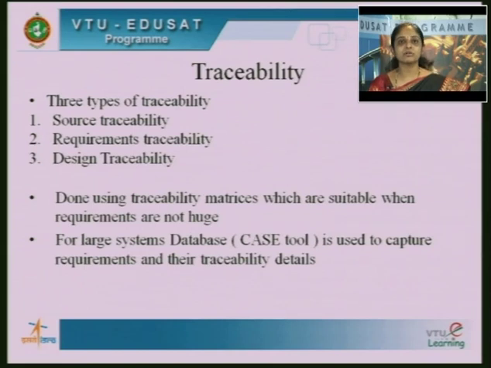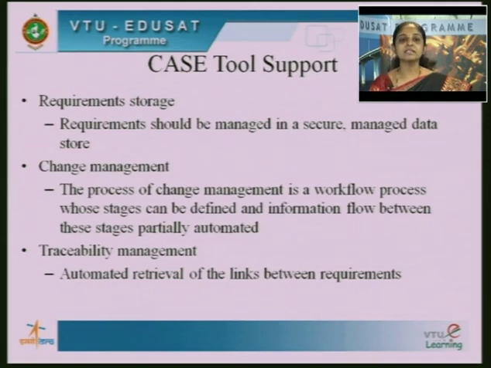To do traceability, we make use of what is called a traceability matrix, that gives us the relationship between the different requirements of the same requirements specification for a certain system. For a large system, a CASE tool can be used to capture the requirements and their traceability details. With CASE tool support, you can do your storage, your change management and your traceability management. Requirements that you are storing should be secure and managed so that everybody involved in requirements engineering can access them, so you might require CASE tool support. And for change management, because change is inevitable, you can't do it all alone, tools are required. And for traceability management, to retrieve the links between the requirements, you could make use of a CASE tool.